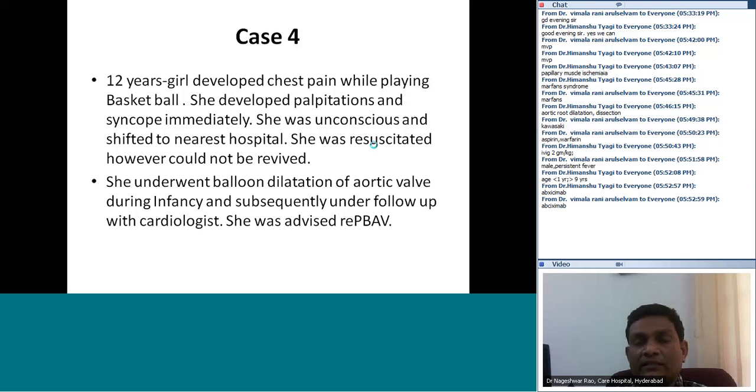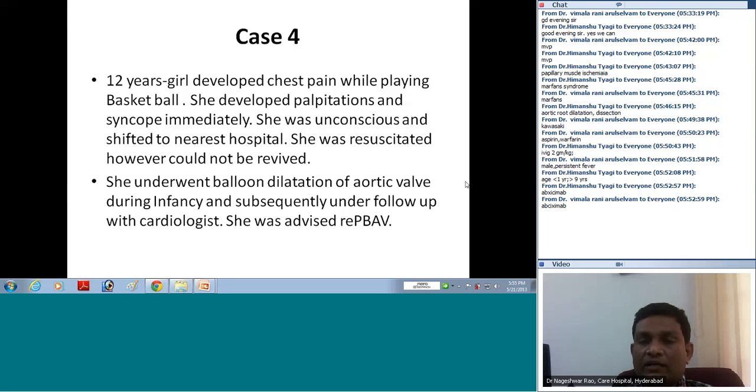However, she could not be revived. The baby died actually. The baby survived for 2 hours after resuscitation. They did an echocardiogram also. Historically, what happened? She underwent a balloon dilatation of the aortic valve during infancy, and subsequently, under follow-up with the cardiologist, she was advised to have a repeat balloon aortic valvotomy, but she did not undergo it.